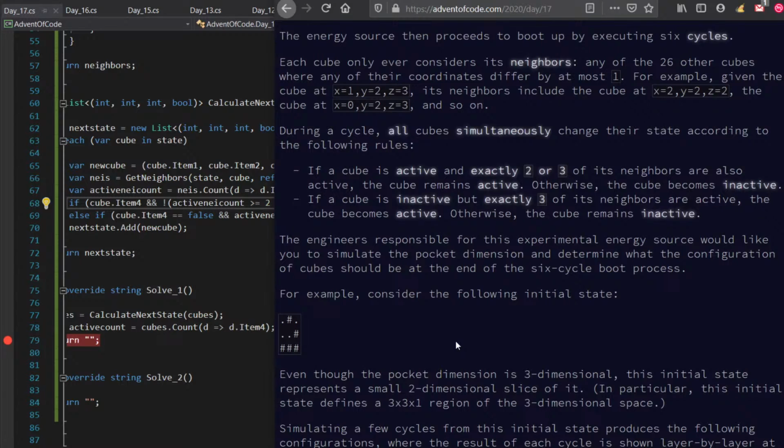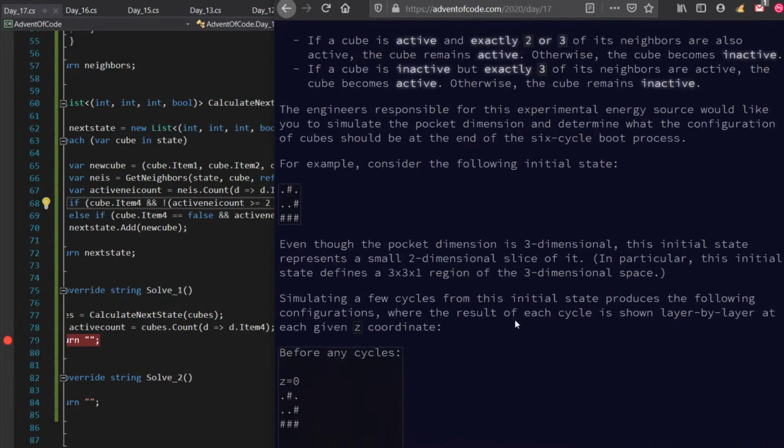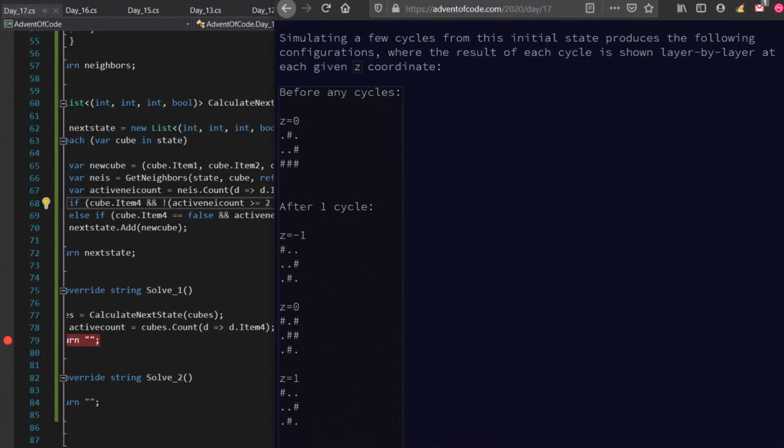If a cube is active, no, this guy's not active. If a cube is inactive, but exactly 3 of its neighbors are active, the cube becomes active. Otherwise, it remains inactive. So this guy should remain inactive because it only has 1 neighbor, not 3. But we see here at position 0, 0, 0 that it becomes active for some completely unknown reason.